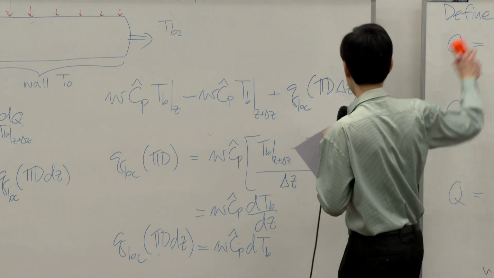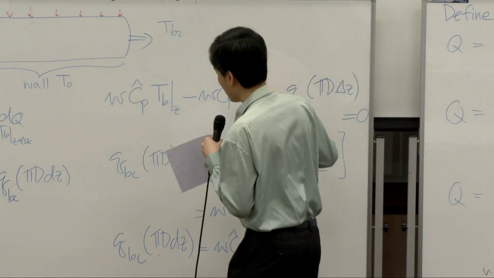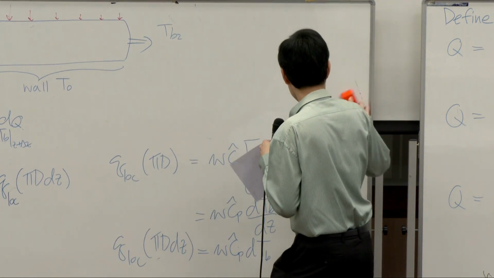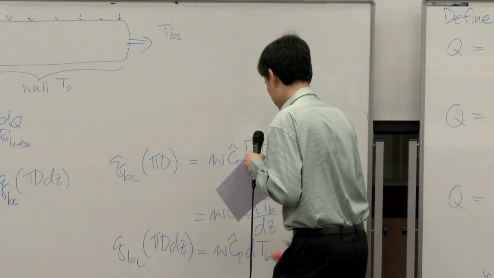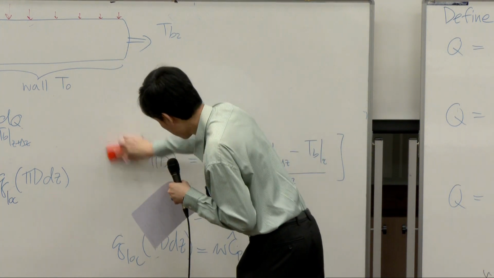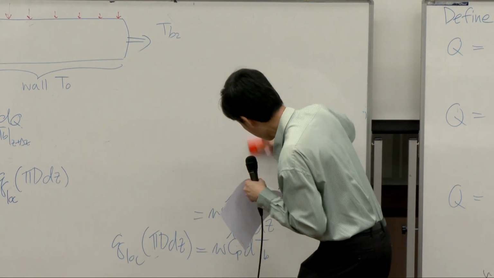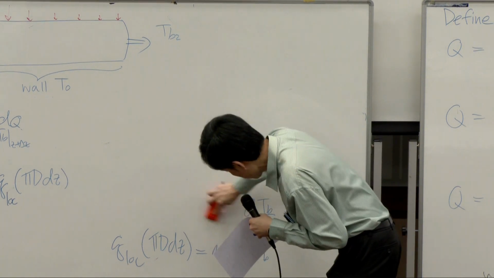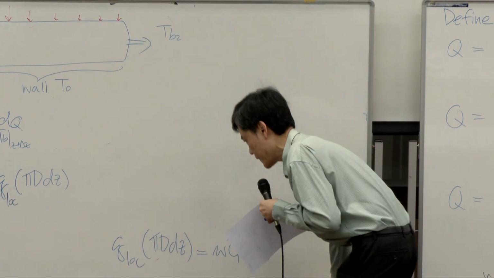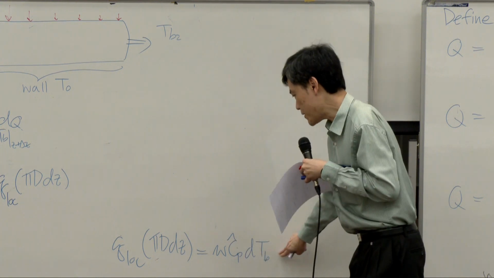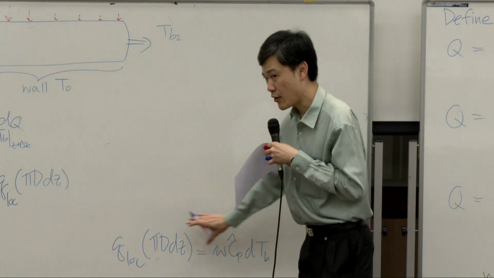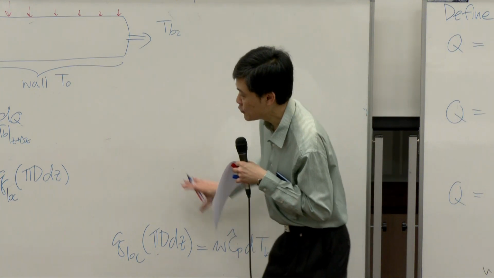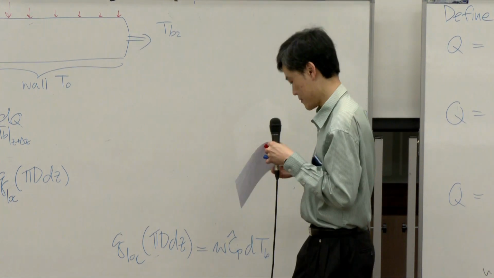Now, I will reserve this board for macroscopic balance, so I want to remove this. All right. So now once we get this one from the shell balance, we want to link this equation to Newton's law of cooling.